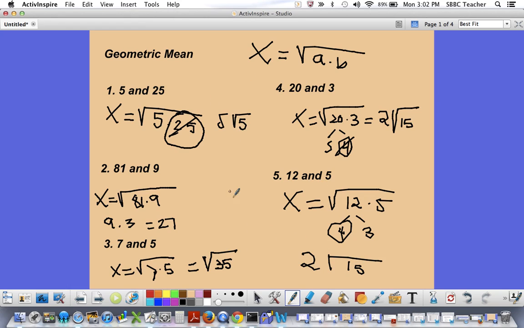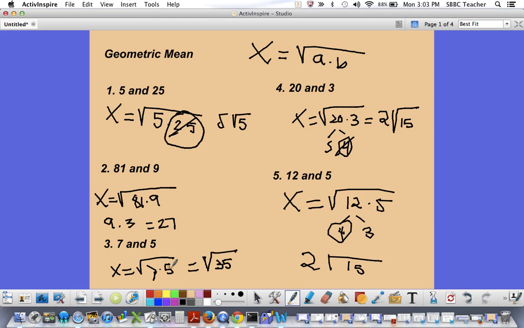And that is how you find the geometric mean. You multiply the two numbers together and take the square root. You can simplify the radical before you multiply. So we didn't actually multiply 5 times 25. Here we took the square root of 81 and the square root of 9.